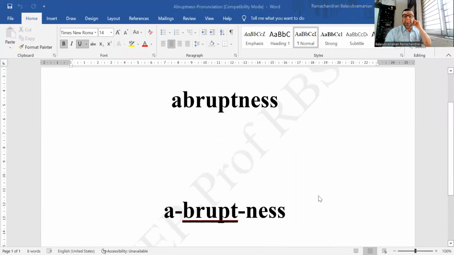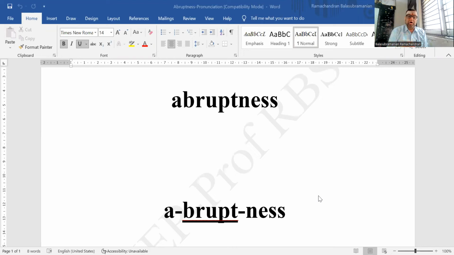Let me share my screen with you and show you the words so that you see the syllable division. The first syllable is a, the second syllable is brupt, and the third syllable is ness. Now, this is a very good word to understand how onsets and codas work.